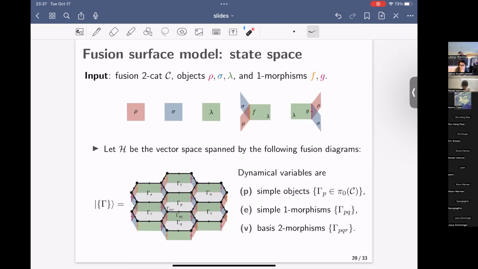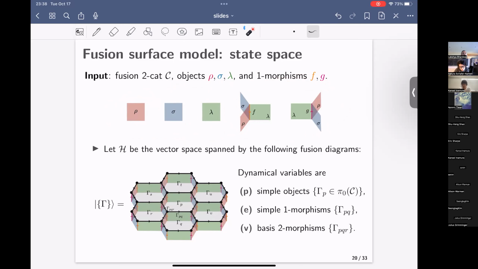And in addition to this, in order to define the state space, we also choose 3 objects, rho, sigma, lambda, and 2 one-morphisms, F and G. In the case of a fusion 1-category, or in the case of any on-chain model, we only need to choose a single object. But in the case of the fusion surface model, we need to choose 3 objects and 2 one-morphisms. Pictorially, these objects, rho, sigma, lambda, are represented by a red surface, a blue surface, and a green surface. Similarly, the one-morphisms F and G are represented by topological interfaces of these topological surfaces.